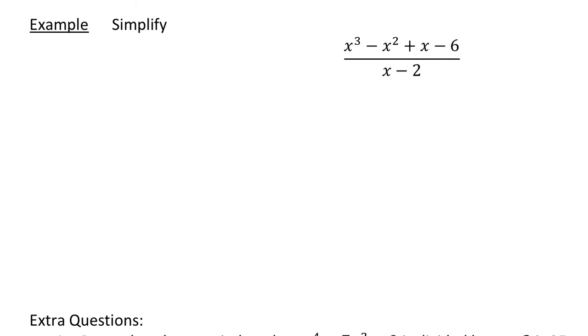Our last example says we are to simplify x cubed minus x squared plus x minus 6 all divided by x minus 2. Now, another use for polynomial division would be if there was a cubic expression, or maybe even a quartic expression, so that's x to the power 4, and it was divisible by the thing which is on the bottom line.